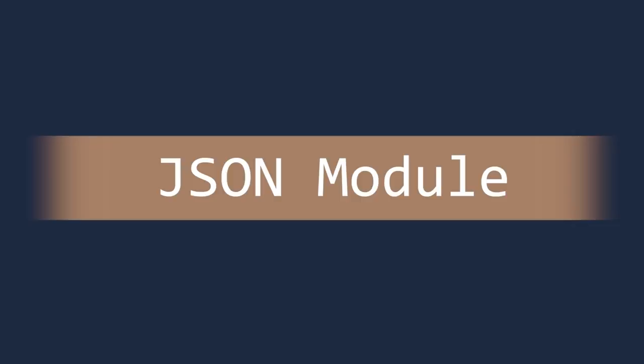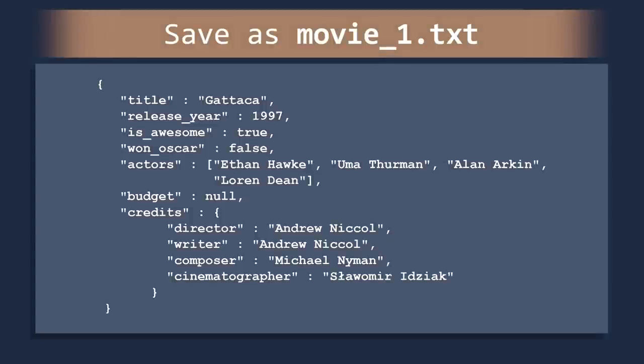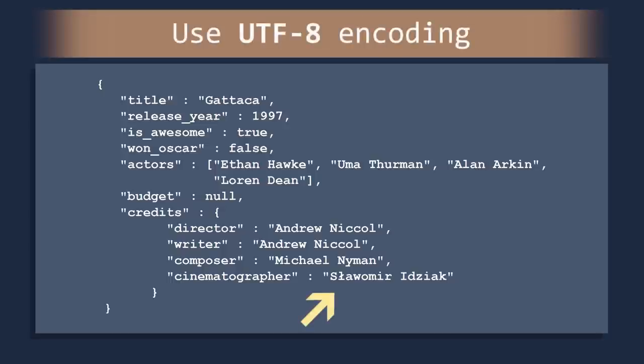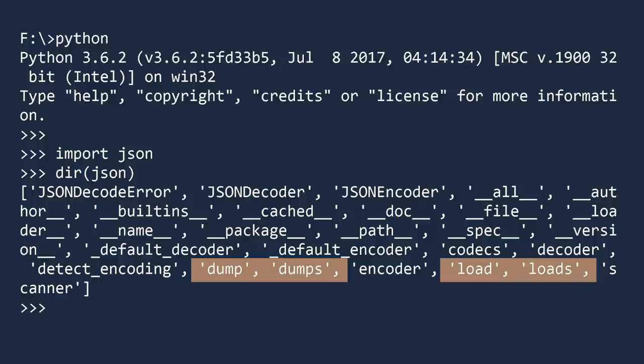Let's now learn how to use the JSON module in Python. First, let's save the sample JSON data to a text file. Notice the cinematographer's name contains a non-ASCII character. For this reason, we will save this text file using UTF-8 encoding. Begin by importing the JSON module. Next, let's look at the methods in this module. Today we will focus on the load and dump methods.